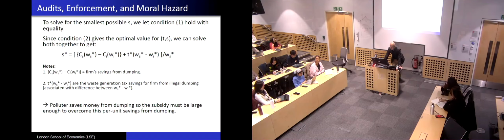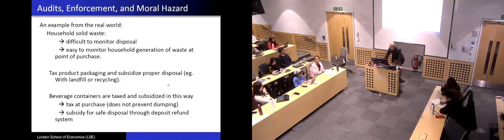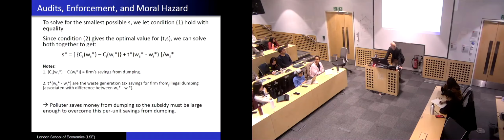So this expression here is the firm's saving from dumping, right? And this guy here is the waste generation tax saving for the firm from illegal dumping, okay? And this is basically just going to be normalized per unit of waste being generated, okay? So if you think that this sounds a bit academic, and what it actually means in reality, let me give you an example.